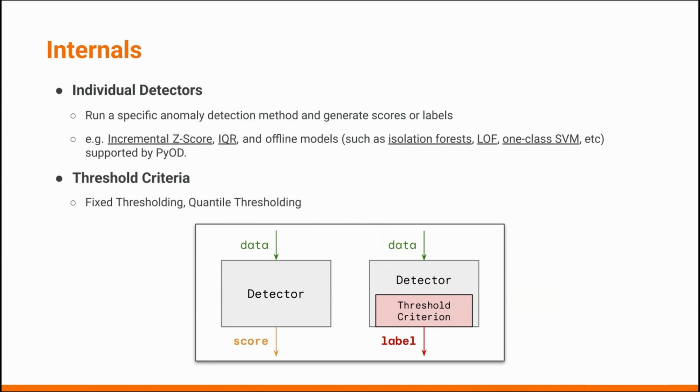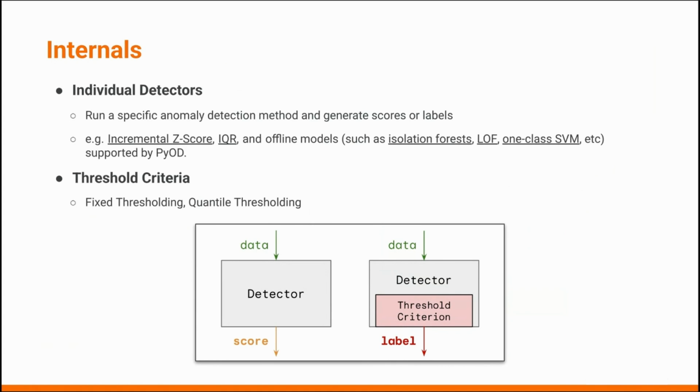To understand how the anomaly detection PTransform works, let's examine its internal components. At the core, we have individual detectors. These detectors run specific anomaly detection methods to generate either anomaly scores or labels. In the current implementation, we support statistical methods like incremental z-score and IQR, as well as offline models such as isolation forest and one-class SVM from the PyOD third-party library.